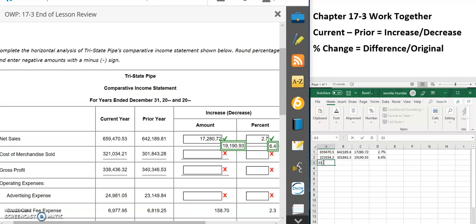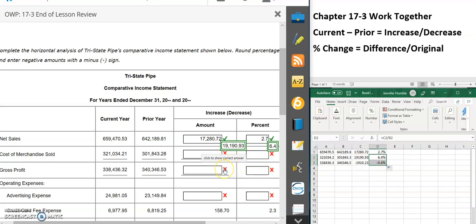The next one we have is 338,436.32, and then 340,346.53. Again, it was 340, now it's 338. So think about it, that went down. Your formula is exactly the same, and whenever you copy that, it's going to be a negative number. Same with your percent change. Your formula stays the same. If it's a decrease, if it went down in value, you'll have a negative answer.